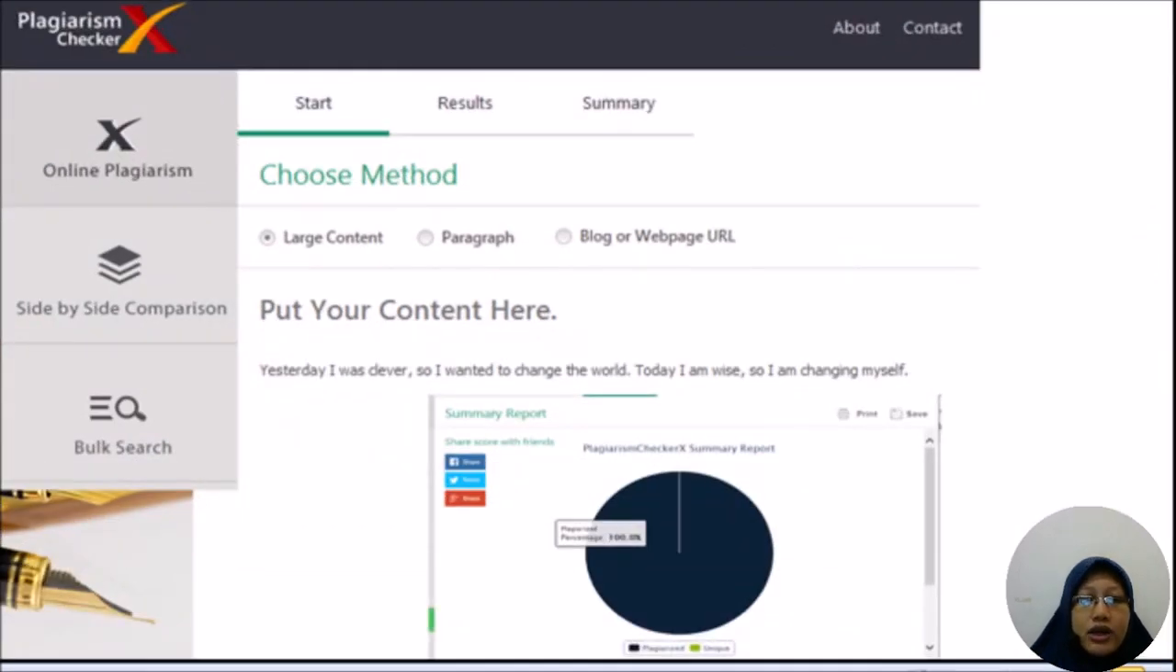So this is one of the plagiarism checker software, and I tried to write something here. This is a very famous quote from Jalaluddin Rumi. Yesterday, I was clever, so I wanted to change the world. Today, I am wise, so I'm changing myself.